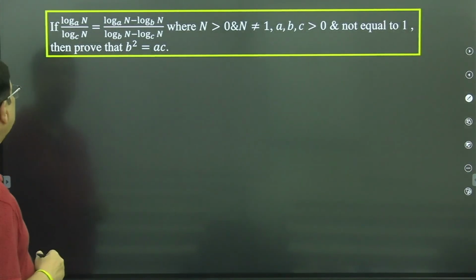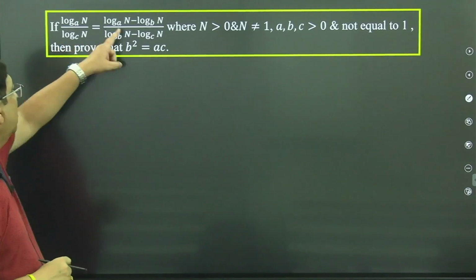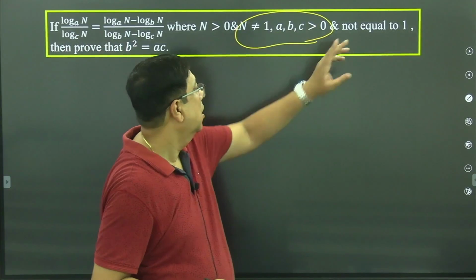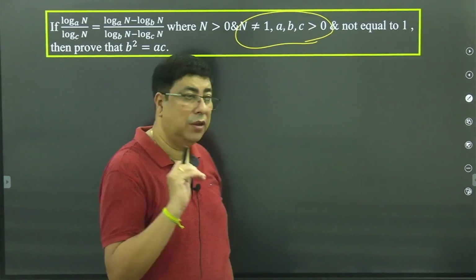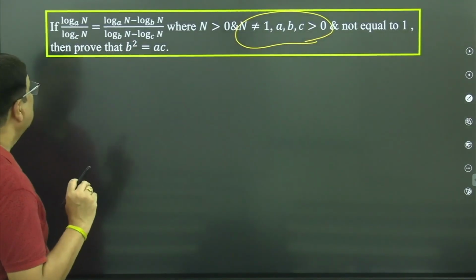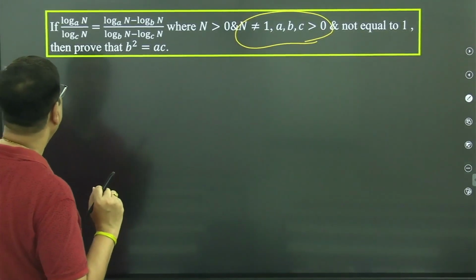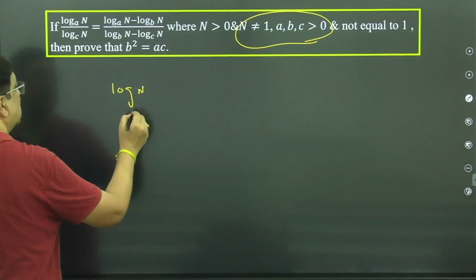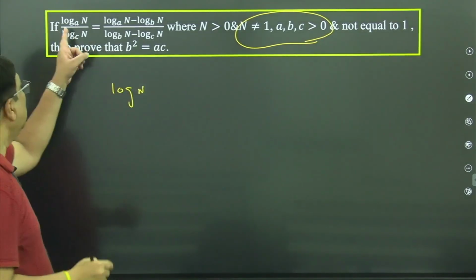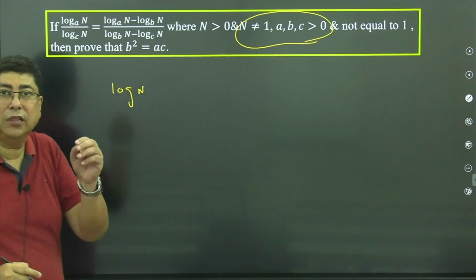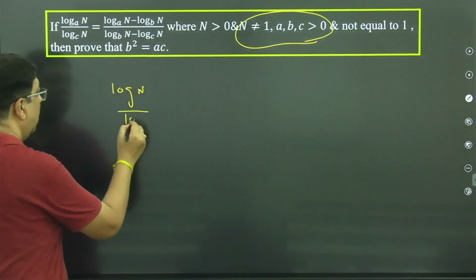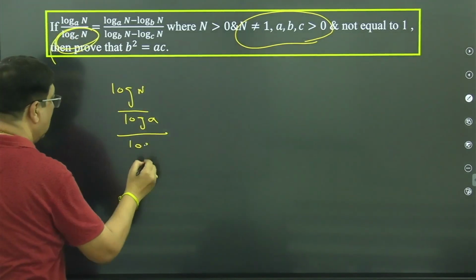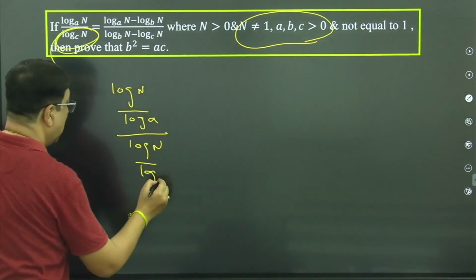Log n base a by log n base c equal to, this is given to us. So all these restrictions are given. We have to prove what? We have to prove b square equal to ac. क्या करना चाहिए? What to do here? Let's see. Log n base a. Everybody, I am writing directly. Log n base a को हम लोग लिख सकते हैं log n by log a. Similarly यहाँ पे log n base c, इसको लिख सकता है log n by log c, that property.